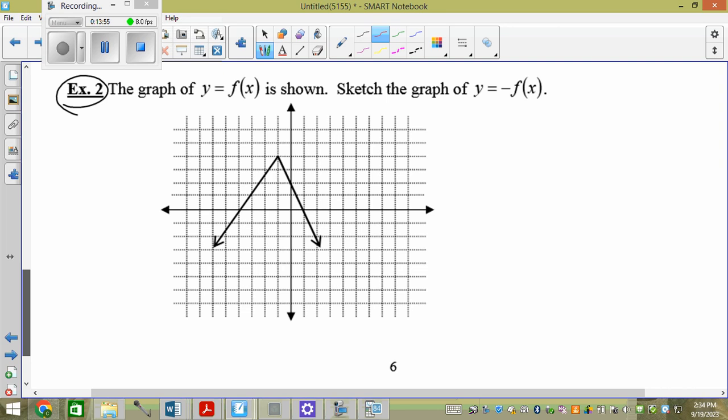This is crazy. Example 2. This is the best thing I've ever seen. The graph of, actually the fraction button's the best thing. Yes. Well, the fraction one actually.